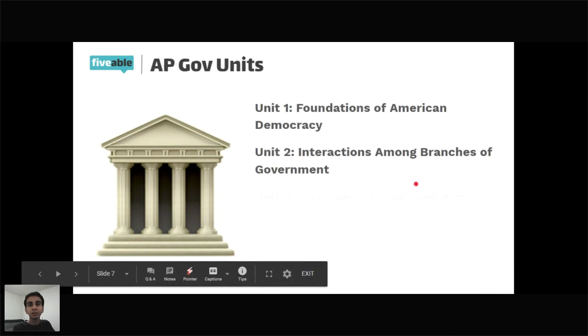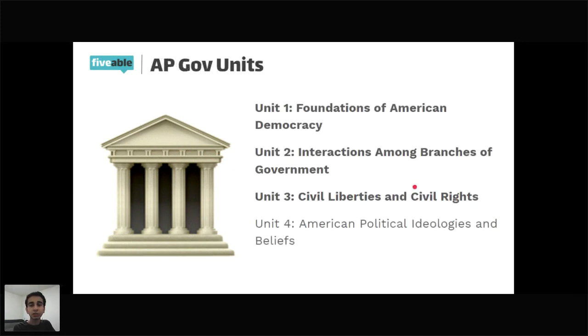In terms of the units that are covered, units 1, 2, and 3 are covered. I know I've said before that they've kept the AP US government and taken out the politics part. The politics stuff comes up in units 4 and 5, but the exam is going to be concentrated on 1 through 3.